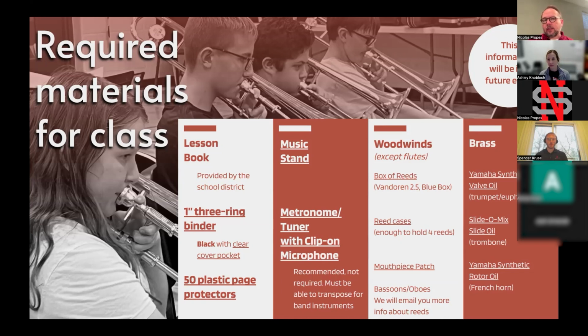So if they play trumpet or euphonium, we'd like them to get this Yamaha synthetic valve oil. If they play trombone, Slide-O-Mix slide oil. French horn, the Yamaha synthetic rotor oil. There is a difference between just the rotor oil and the synthetic or the valve oil. So make sure we're getting those specifically. And again, when I send out this presentation, all of these links are clickable and take you right to a website. If you rent through West Music, these bottles of valve oil can be part of your rental process.